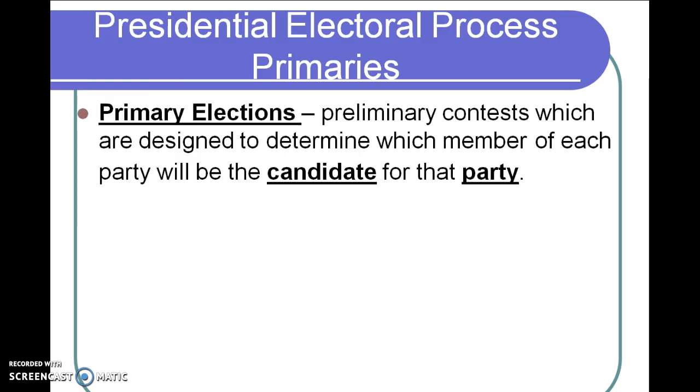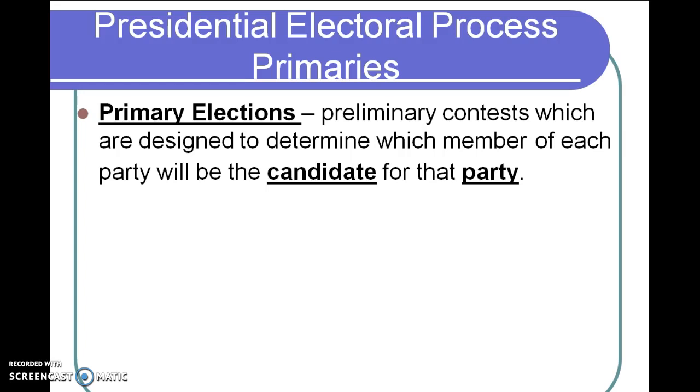Primary elections are preliminary. The year before we have a general election for presidential candidates, the two parties have to decide which of the Republicans or which of the Democrats are going to be the official candidate for the party. The purpose of primary elections is to help the parties determine which candidate is more likely to win in the general election, at least as far as the party is concerned. So they are just preliminary contests.